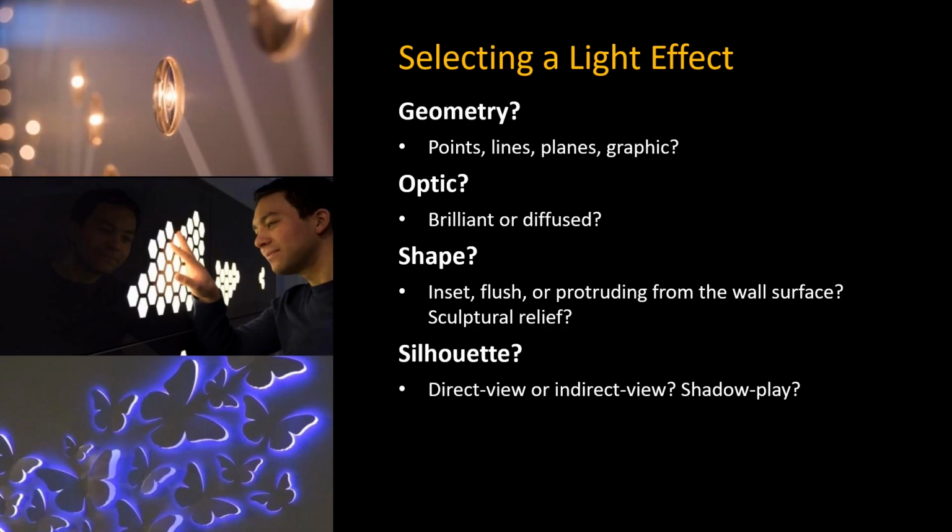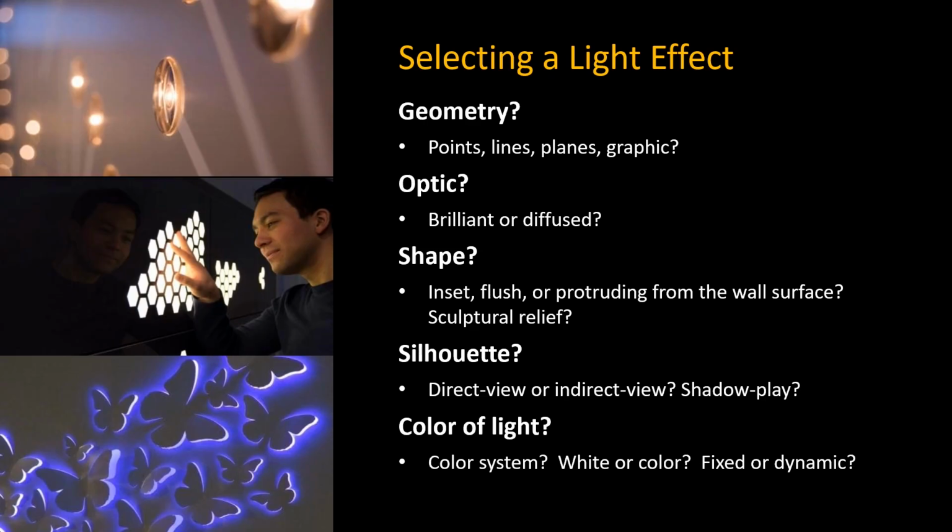Is there a silhouette? We showed some examples, for example, the butterfly pattern of a direct view or indirect view where there is shadow play, and the color of the light source itself. What is the color system? Is it a golden warm white? Is it a cool white? Or is it a RGB color changing unit? Is it fixed or is it dynamic?